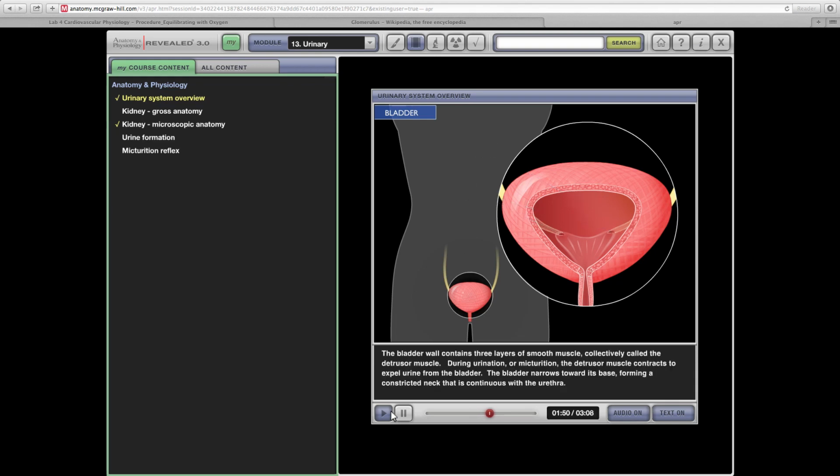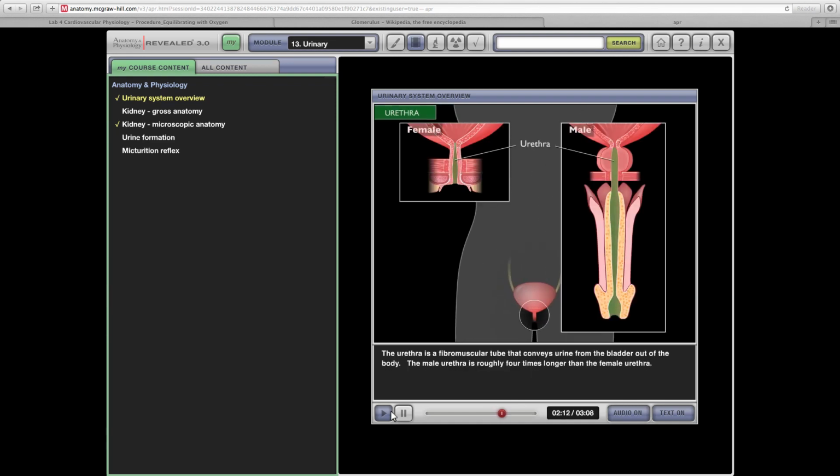The bladder wall contains three layers of smooth muscle, collectively called the detrusor muscle. During urination or micturition, the detrusor muscle contracts to expel urine from the bladder. The bladder narrows toward its base, forming a constricted neck that is continuous with the urethra.